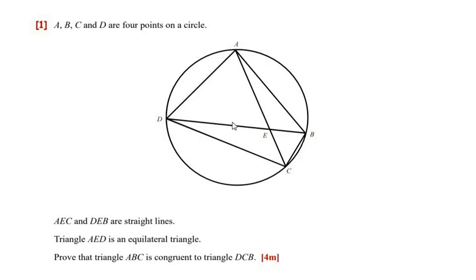So here it is given that the points ABCD are lying on the circumference of the circle, and there are two straight lines, that is AEC and DEB, that intersect or meet each other at point E, and the triangle AED is given as an equilateral triangle. So let me highlight the equilateral triangle over here. Since this is an equilateral triangle, all the angles are going to be 60 degrees and all the sides of this triangle are going to be equal.